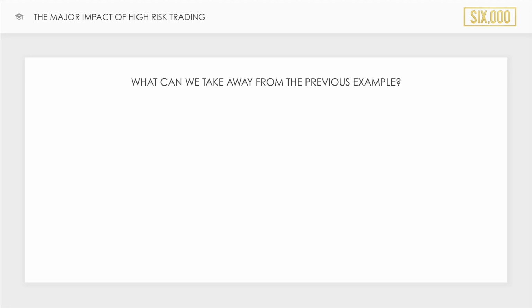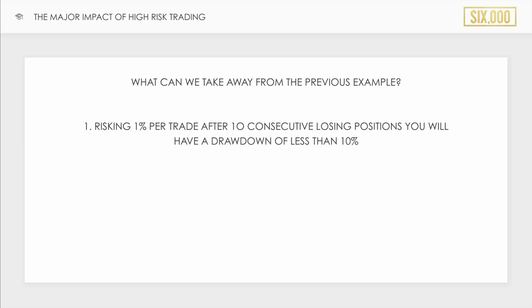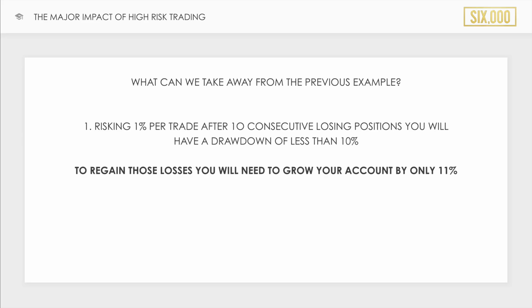What can we take away from the previous example? I've broken this down quite a lot, but we have learned that risking 1% per trade, after 10 consecutive losing positions, so 10 losing trades in a row, you will have a drawdown of less than 10%. To regain those losses, you will now need to grow your account by only 11%. So you've lost almost 10%. You only need to make back 11% to regain those losses. So an extra 1%.